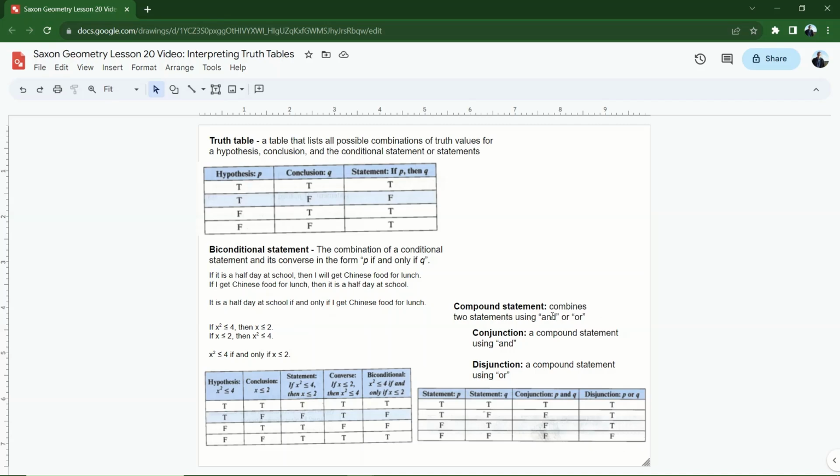So because my statement was it is a half day of school or I get Chinese food for lunch, if I don't do either, that's false. All right, we're going to see how these actually work in practice problems next. Again, you're probably swimming a little bit. Stick with me. This is something that takes time, but you will get it.